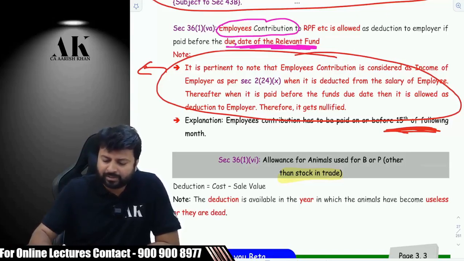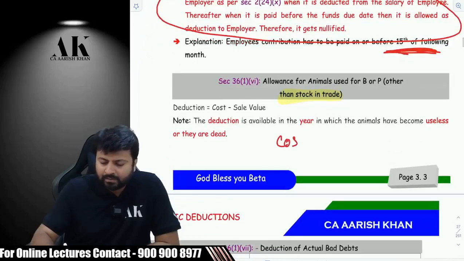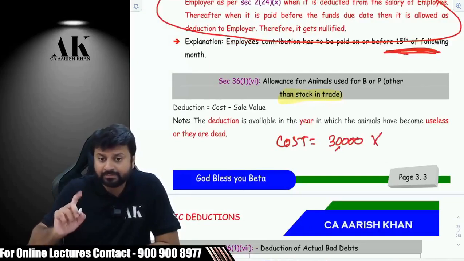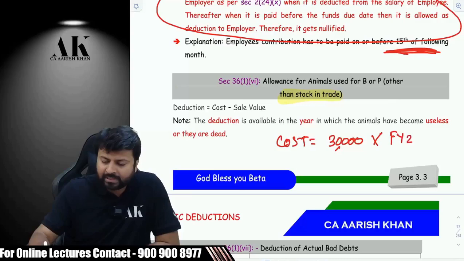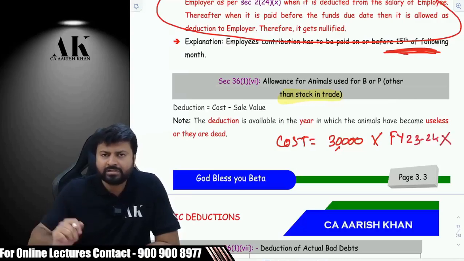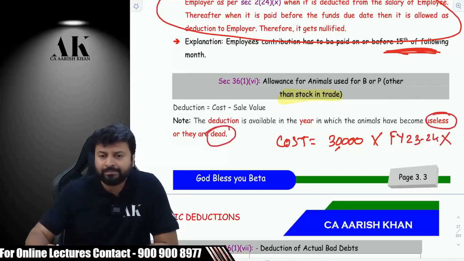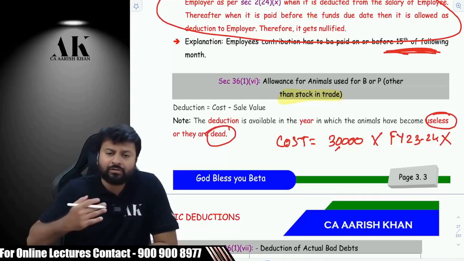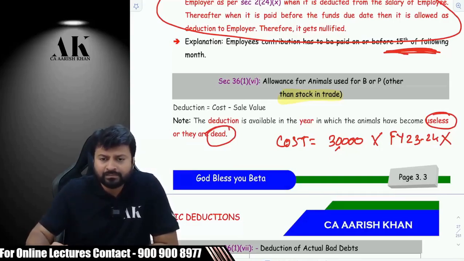Suppose I bought an animal today for say 30,000. Okay, this is the cost. You will not get the deduction today. Listen carefully. You bought in financial year 23-24. You will not get the deduction today. Then when will I get the deduction, sir? When that animal becomes useless or it is dead. So whenever that animal is useless or dead, and whatever money you have received out of the sale of that animal.